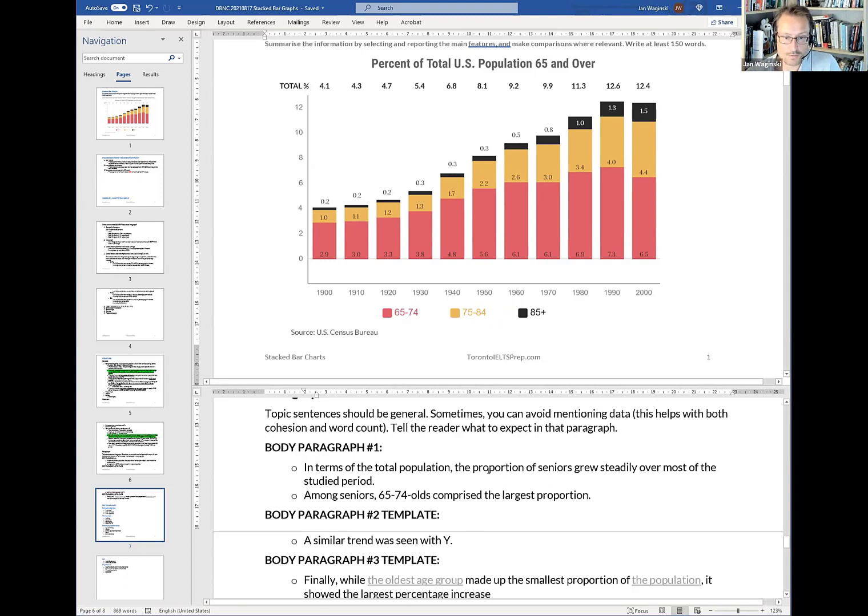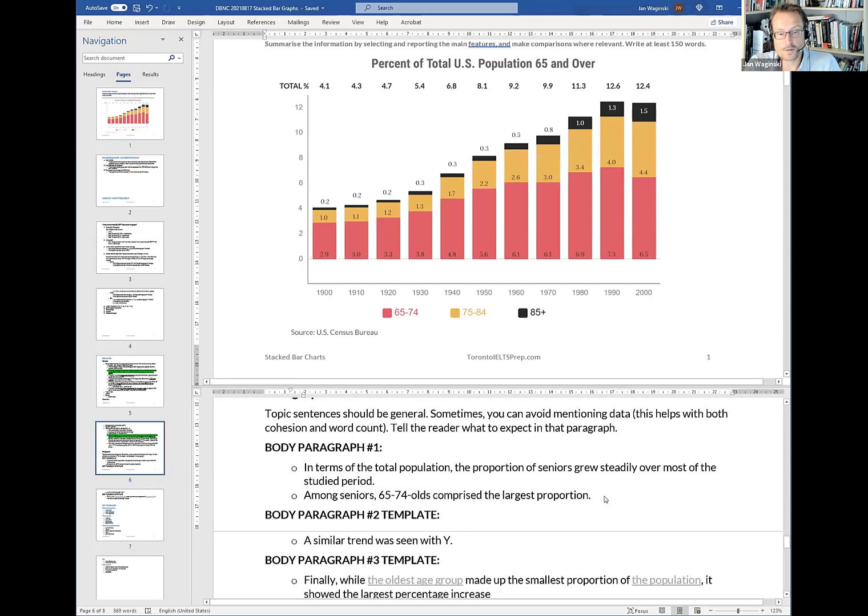So here are a couple model intro sentences. For body paragraph 1, you can start with, in terms of the total population, the proportion of seniors grew steadily over most of the studied period. So no data, but it tells you exactly what's coming next. And then since we're combining the total numbers with the 65 to 74-year-old group in that same paragraph, you're going to have a transition phrase: among seniors, 65 to 74-year-olds comprised the largest proportion. And then you'll give the supporting data afterwards.